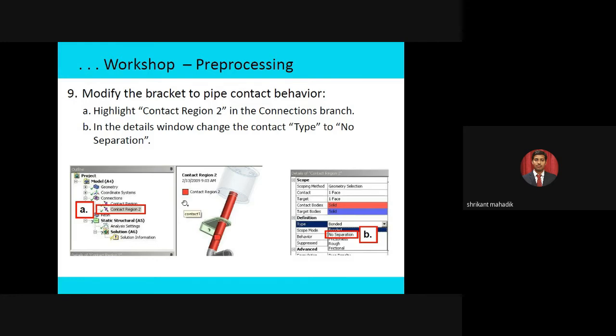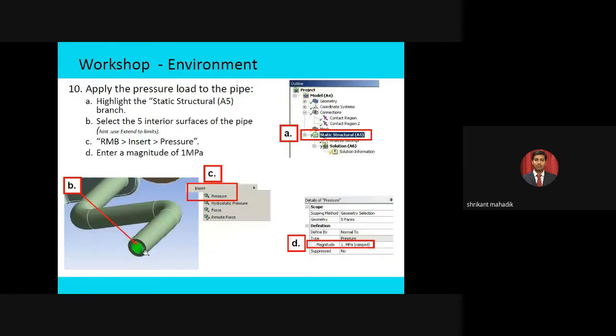Okay. So after selecting the contacts, you have to go for the next part, that is meshing, right? You just click here on the mesh, right click, and do the meshing. Workbench will automatically do the meshing, right? And after that you have to go for the boundary conditions, right?